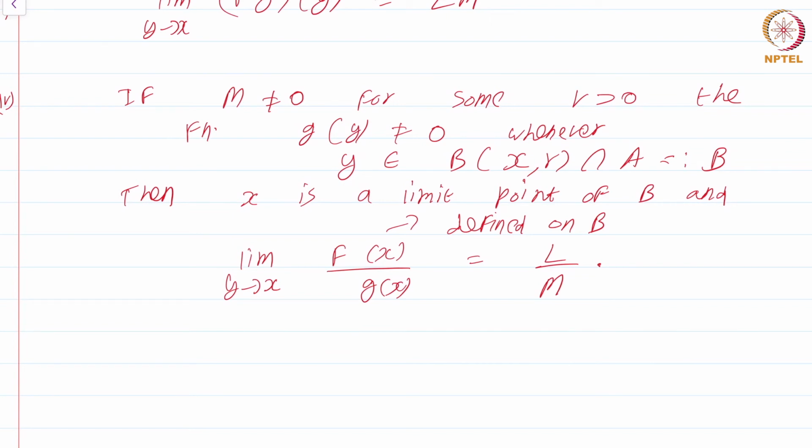All I want to say is, if the limit of the denominator is not 0, then when you are sufficiently close to the limit point x, the function itself is not 0. Therefore, you can define the quotient f by g on some ball B(x, r) intersect A, which I am calling the set B. So I am taking the limit of this function defined on B at the point x. To do this, x must be a limit point. That is part of the statement, and that limit is equal to L by M. Okay. Now proof.